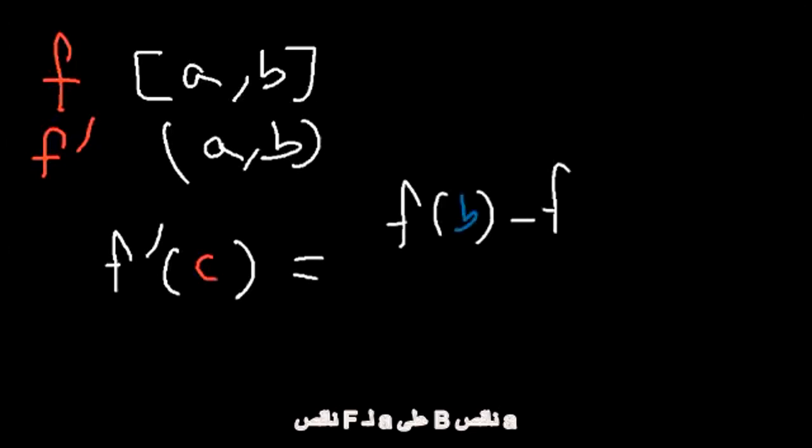Now let's review the conditions of the mean value theorem. So the function f has to be continuous on the closed interval a to b. And it has to be differentiable on the open interval a to b. If these two conditions are met, then f prime of c is equal to f of b minus f of a divided by b minus a.